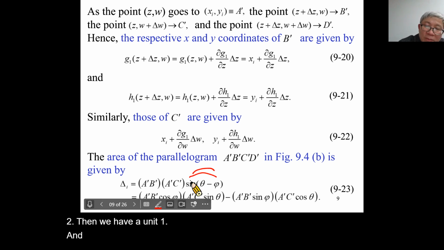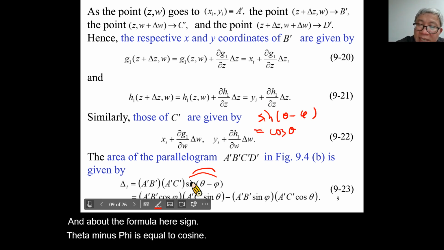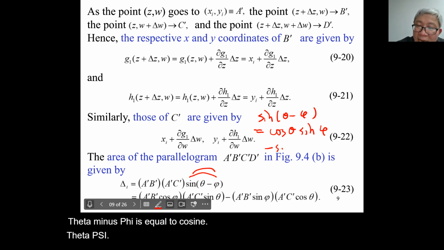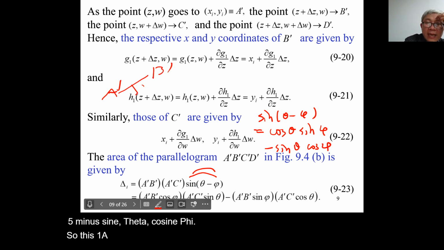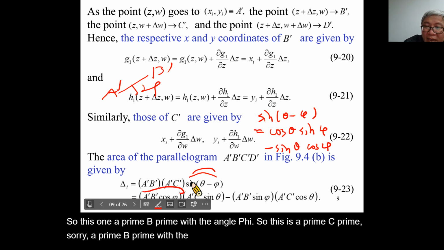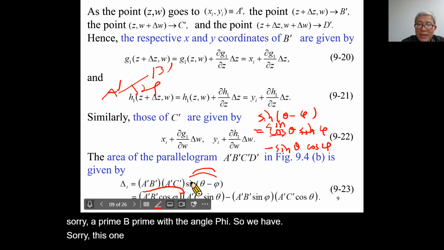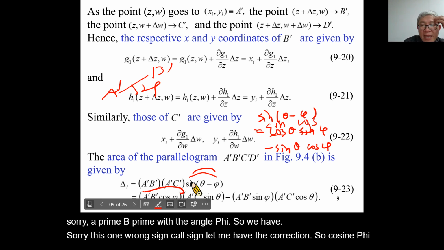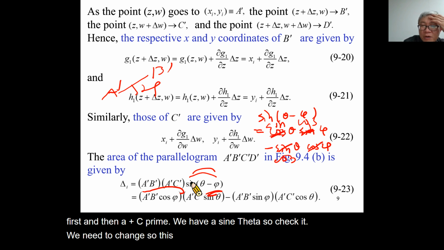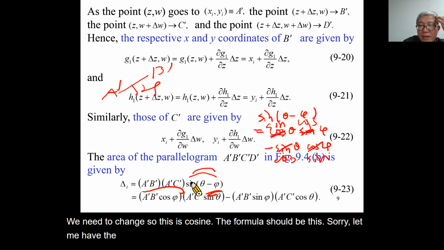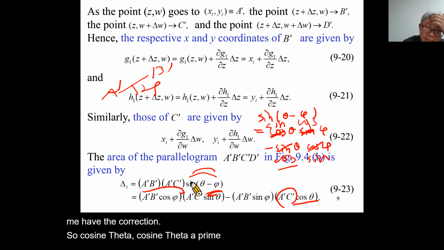And about the formula here, sine of theta minus phi is equal to cosine theta sine phi minus sine theta cosine phi. So this one, A prime B prime with the angle phi. Sorry, this one is wrong. Let me make the correction. So cosine phi first, and then for A prime C prime we have sine theta. So check it. We need to change. So this is cosine. The formula should be this. Sorry, let me make the correction. So cosine theta for A prime C prime, and A prime with sine phi.